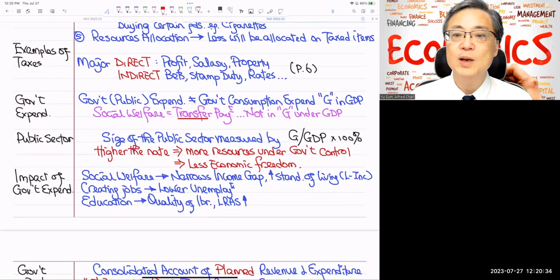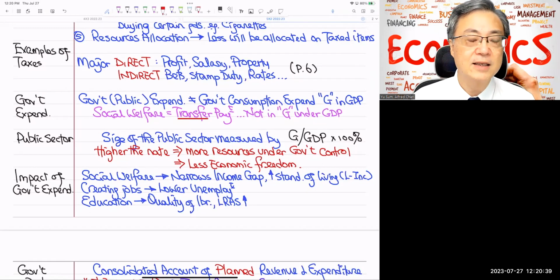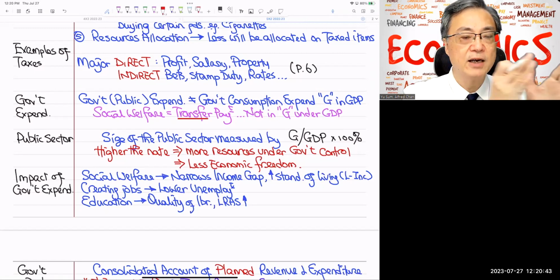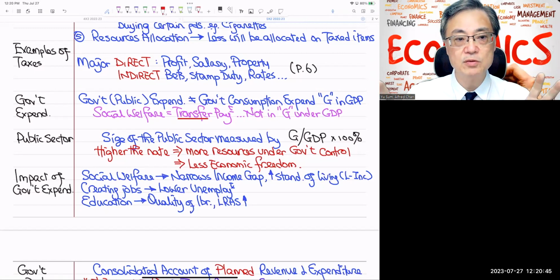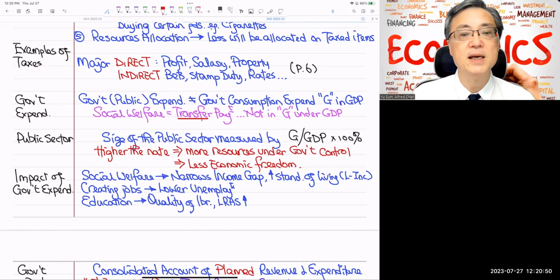Number 5, resource allocation. Less will be allocated to items that the government puts a tax on, so this will drive the allocation of resources. Producers will tend to produce goods that are not being taxed.